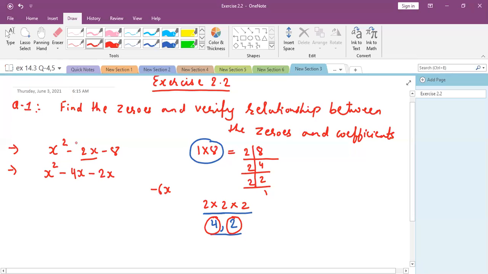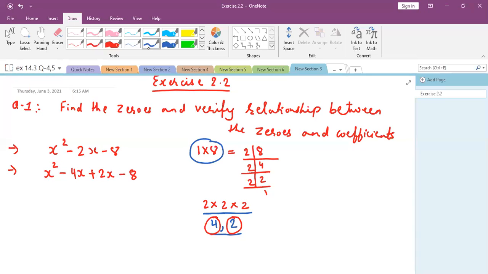But what is the middle term that we need here? 2x, right? Middle term we need is 2x. But if we are taking minus 4x and minus 2x, we are going to get minus 6x. So minus 2x is not possible. So definitely we are going to put plus 2x. Now if you see minus 4x plus 2x, so 4 minus 2 will be 2, and 4 is bigger, so its sign is negative. So here also it is negative, and last term will be as it is.